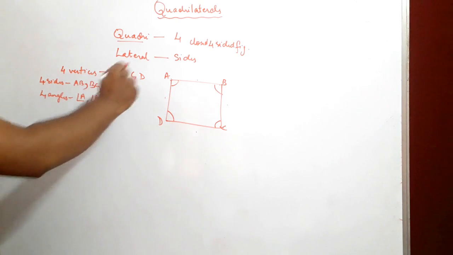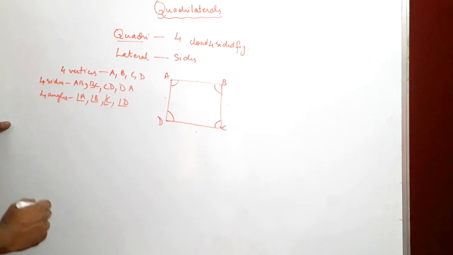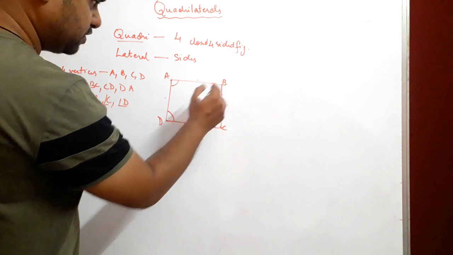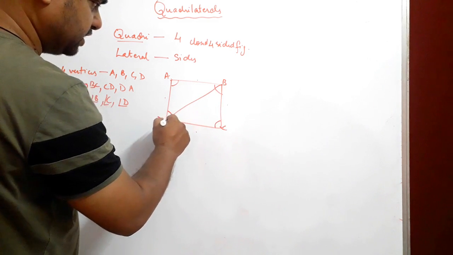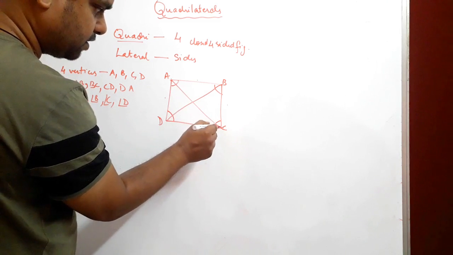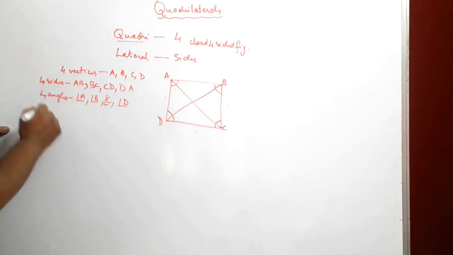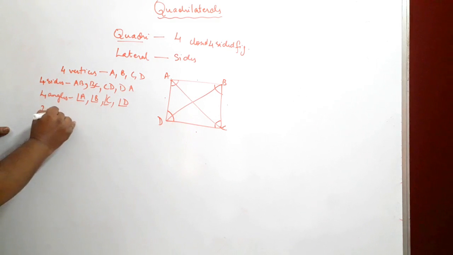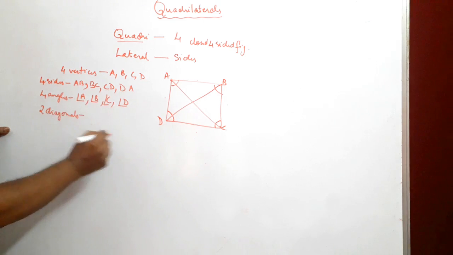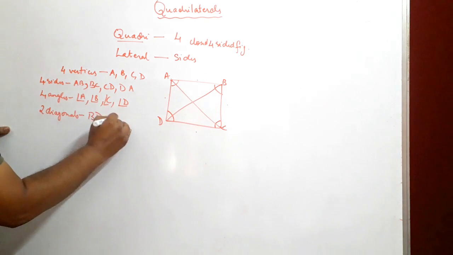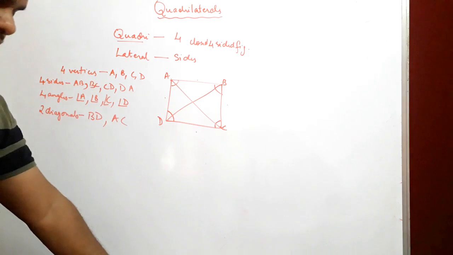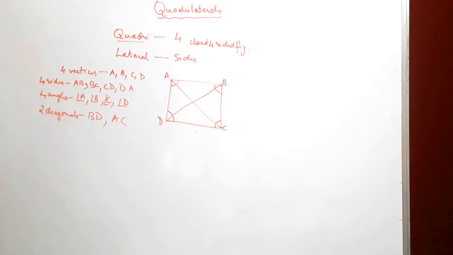Now a quadrilateral also has two diagonals. What are diagonals? A diagonal is a line which joins opposite vertices this way. So we have two diagonals. List them down: diagonals BD and AC. So you see, any quadrilateral will always have four vertices, four sides, four angles and two diagonals.